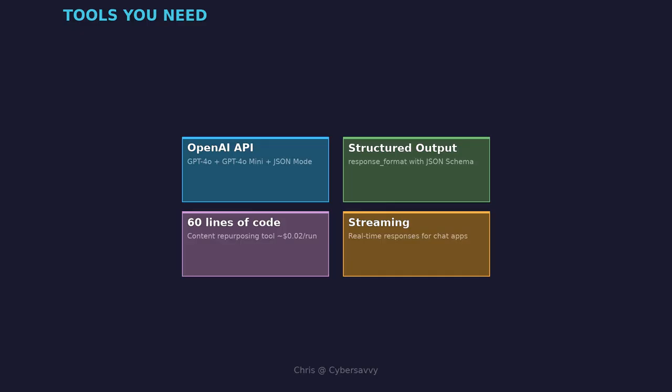Here is a real example from my production system, a content repurposing tool. The system prompt says, "You are a content repurposing expert. Take the following transcript and extract 3 social media posts in JSON format. Each post must have a platform, a headline, and a body." By using JSON mode, I get back a parsed object every single time. No hallucinated formatting, no missing fields, no parsing errors. I then pipe that directly to a Buffer API call that schedules the posts. Total code is about 60 lines. Total cost per run is about 2 cents.